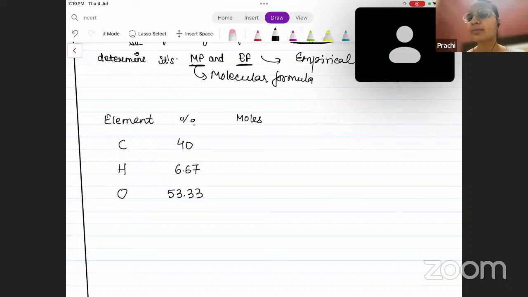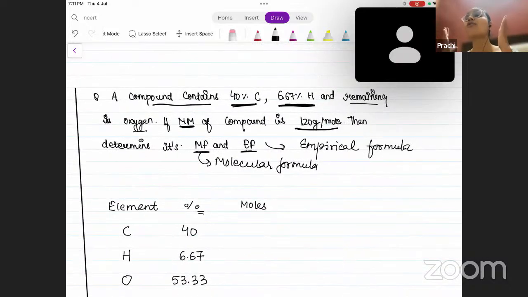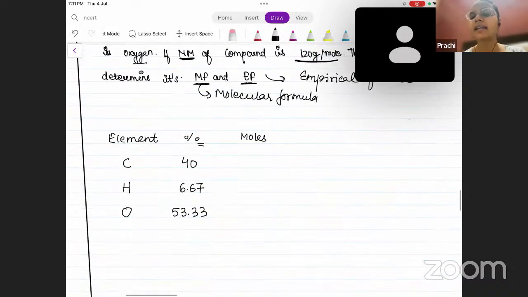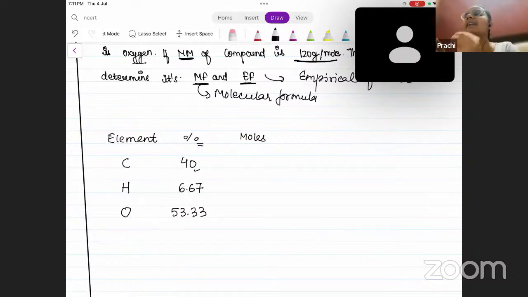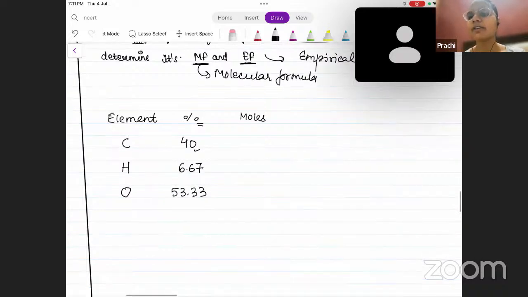Correct? Now, in the next step, we have to find out the moles. So this percentage you have to treat as grams, because we are talking in terms of percentage. It is this part in 100 parts. So here we will assume that the compound is 100 grams. In that 100 parts we have 40 parts of carbon, correct? So now we will divide 40 by the molar mass of carbon. Similarly we will do for hydrogen, whose molar mass is 1, and similarly for oxygen, whose molar mass is 16.